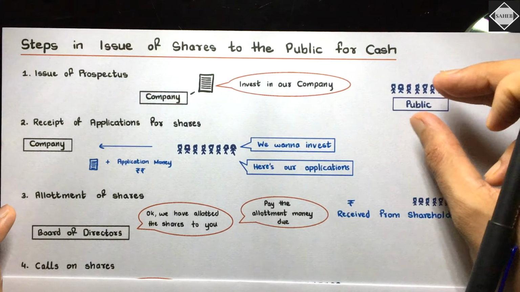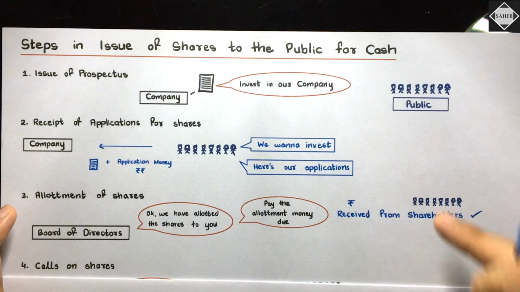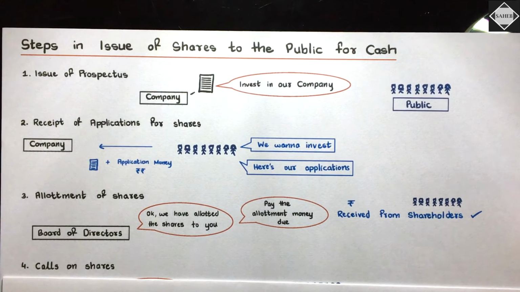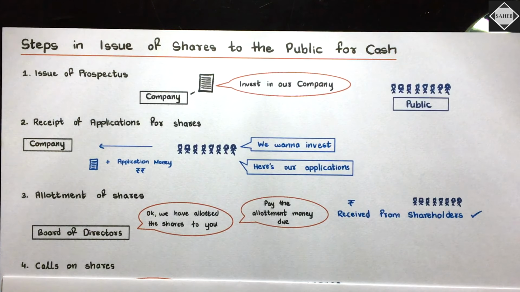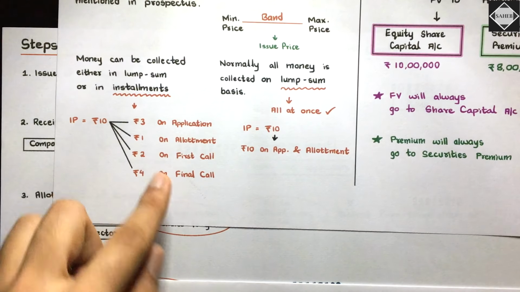Previously they were public only, but now they have become our shareholders because they have been allotted the shares. Is it clear? Okay. Then comes the stage of calls on shares. Calls on shares means what? We are calling the shareholders to pay the balance money.